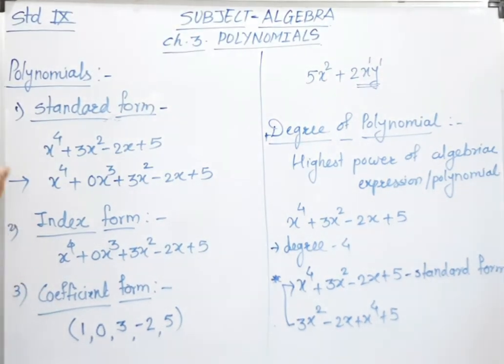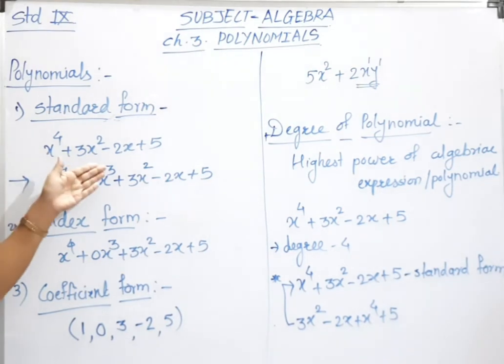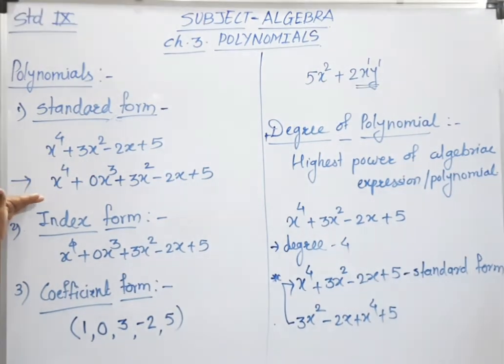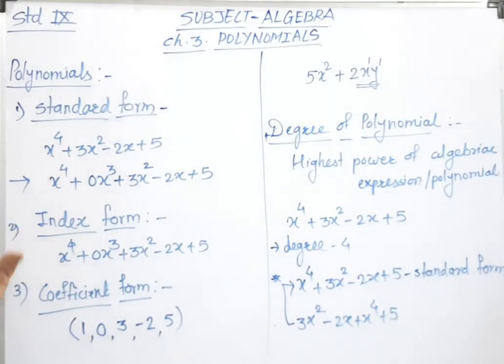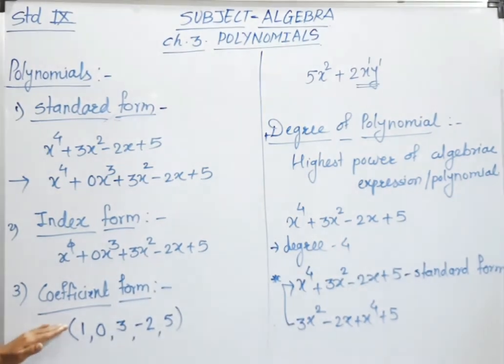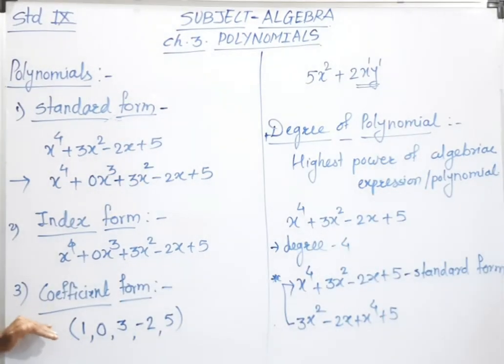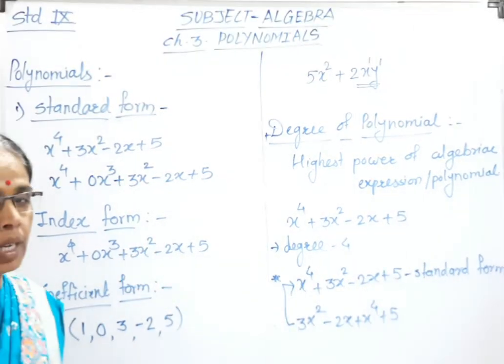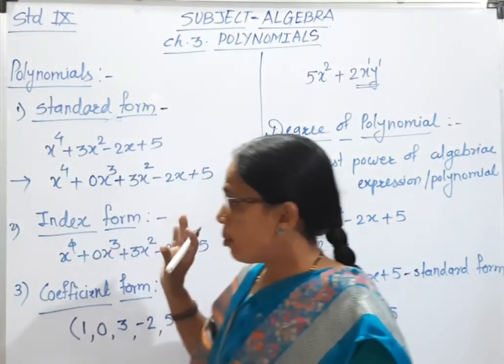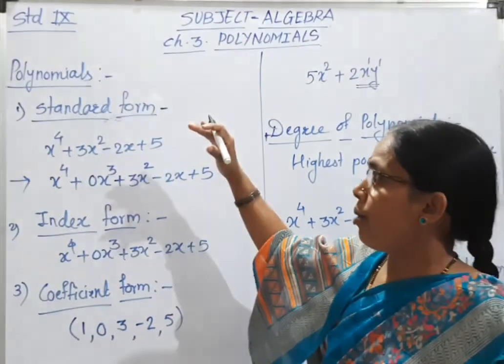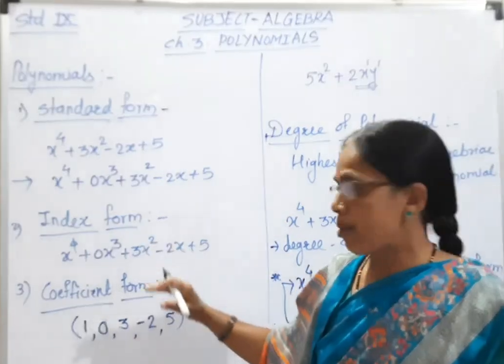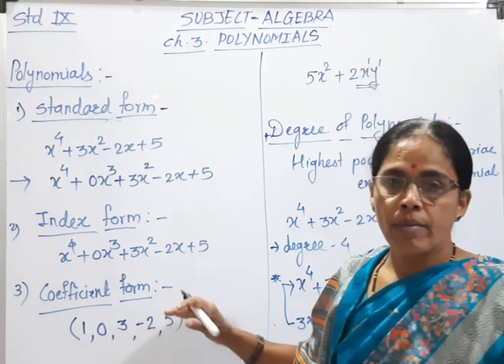So index form, standard form. If any polynomial is given, first you have to write it in the standard form, which is also the index form, and then taking coefficients we can write it in the coefficient form. I hope you have understood the degree of the polynomial, the meaning of the polynomial, and how to write it in the standard form, index form and coefficient form. Thank you, students.